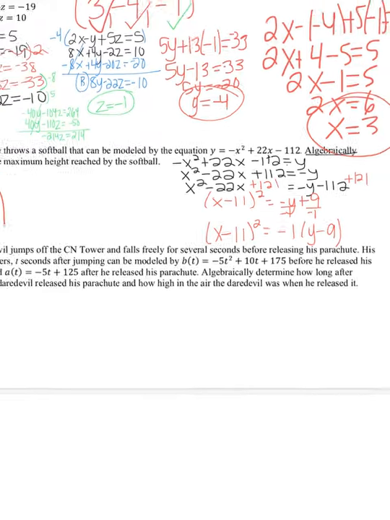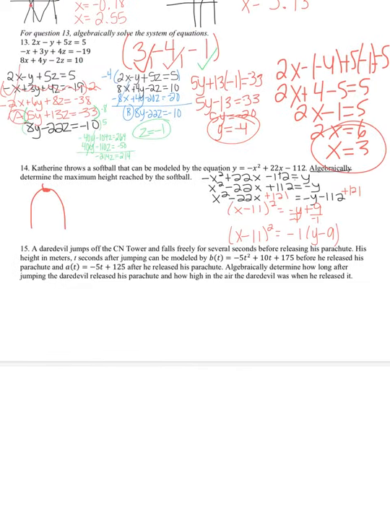So the question wants to know the maximum height. So this point is 11, 9. So 11 is this way and 9 is this way. So the maximum height would be 9, and there's no units for this. So we would just say 9 units is the maximum height.